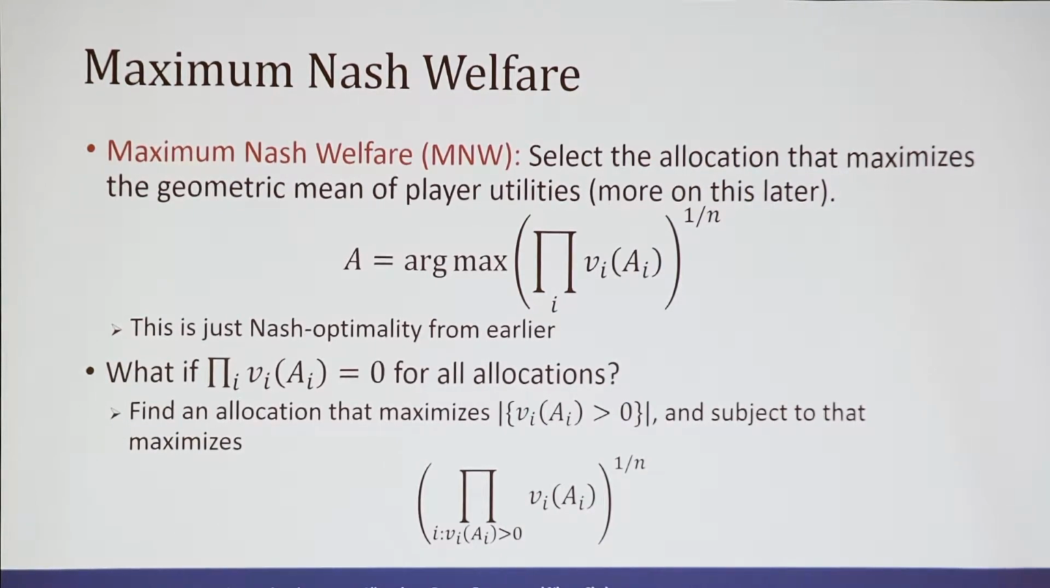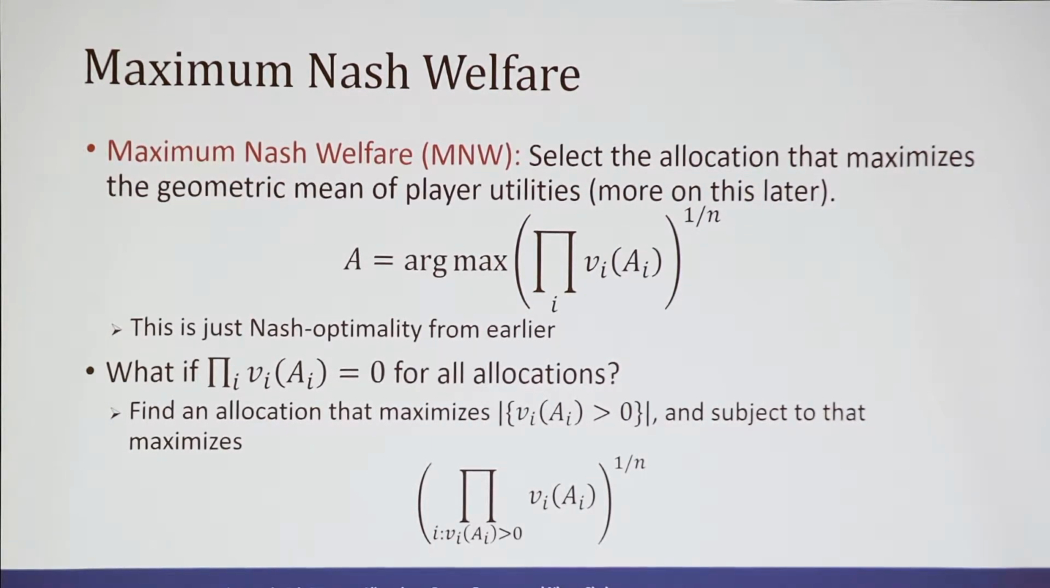Okay, so we need a somewhat technical caveat to this definition. And that is that if it's impossible to give everyone more than 0 utility, what we want to do is first find an allocation that maximizes the number of agents who get non-zero utility, and then subject to that, maximize the geometric mean just of those agents.